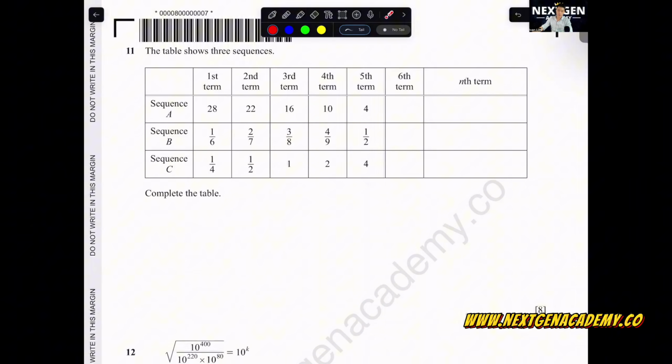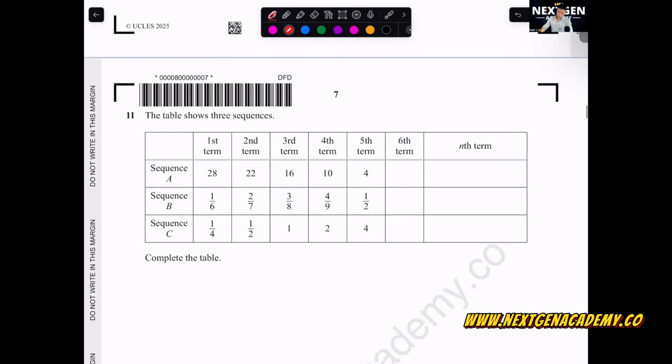How many types of sequences are there? Okay, we write down all the types of sequences first. If you don't understand any of this, please today after the class, go and watch through my video. Who can tell me how many sequences? We have a total of 4. Okay, very good, Sayana. Linear or arithmetic, geometric, quadratic, and then cubic.